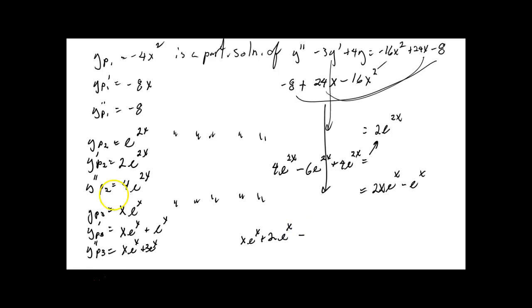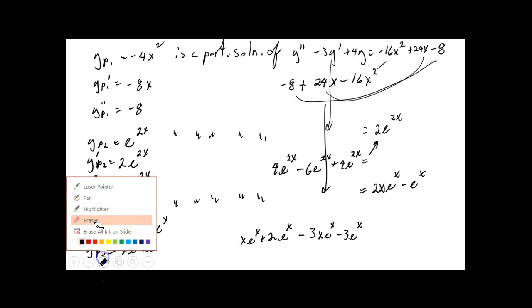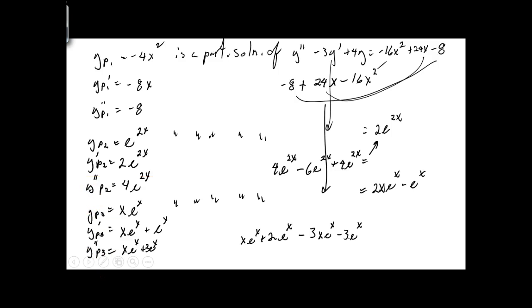Minus 3 times y prime, that would be minus 3xe to the x plus 3, or minus 3e to the x. All right. Plus 4 times y, that's plus 4xe to the x. The question is, is that equal to this 2x? Okay, let's see.